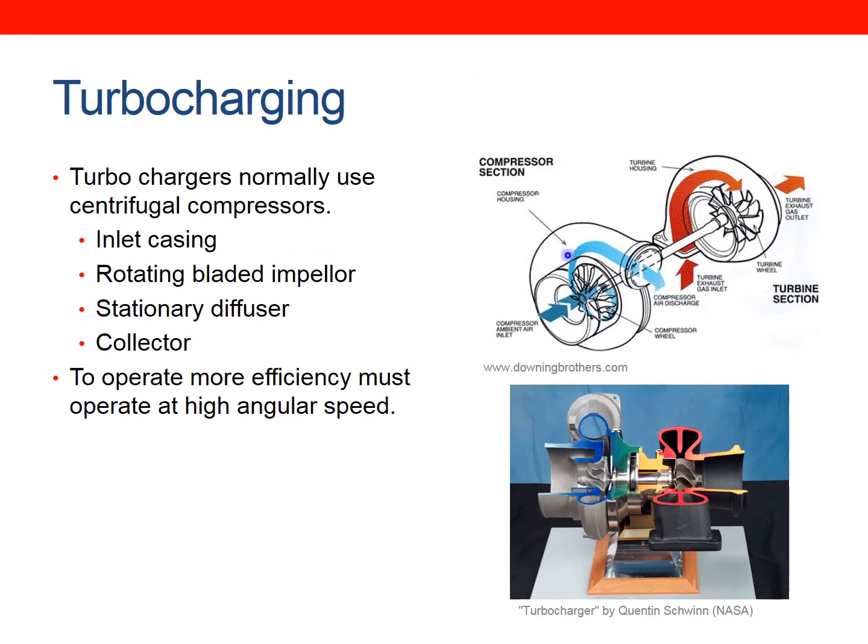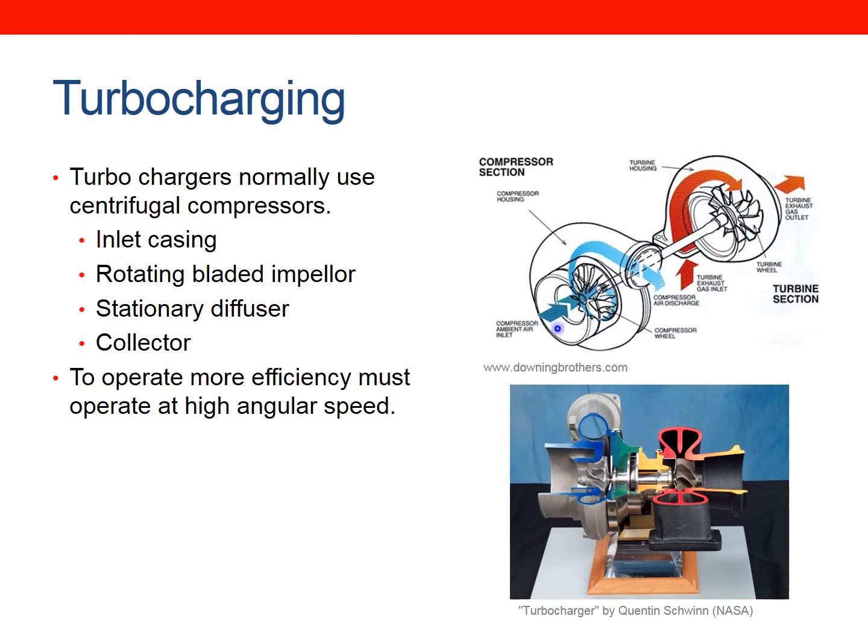So turbocharging compressors typically use centrifugal compressors, which tend to be higher efficiency, and they're made up of an inlet casing, and then a rotating bladed impeller in the middle, a stationary diffuser, and then a collector which feeds it into the engine. So this is an example of the turbochargers we saw in the previous slide. You've got the compressor on this side and the turbine on this side.